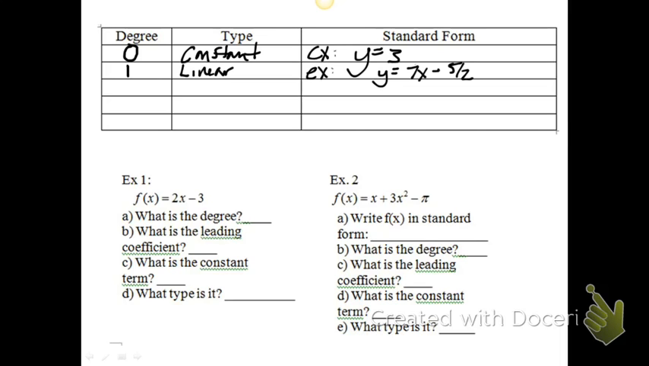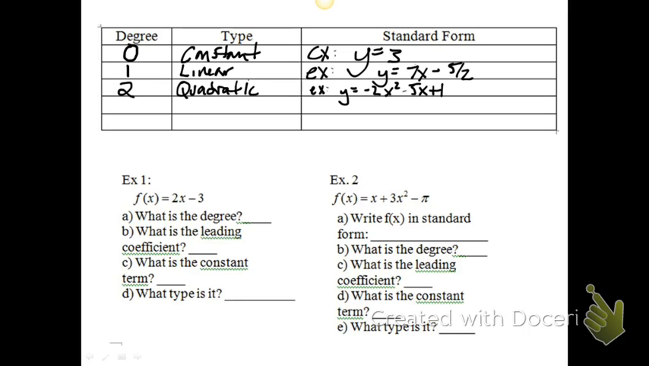creates a line. The degree of 2 creates what we talked about all during chapter 5, quadratics. So this type is quadratic. An example in standard form, you guys are going to really recognize these: y equals negative 2x squared minus 5x plus 1. Let's say that's a quadratic written in standard form.